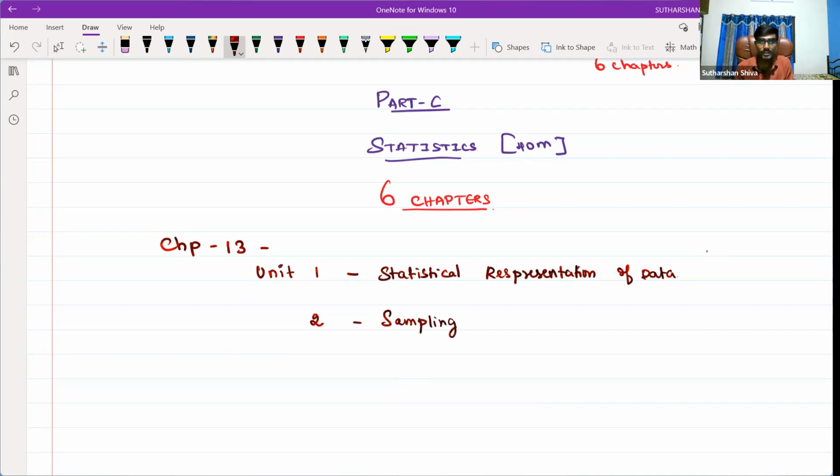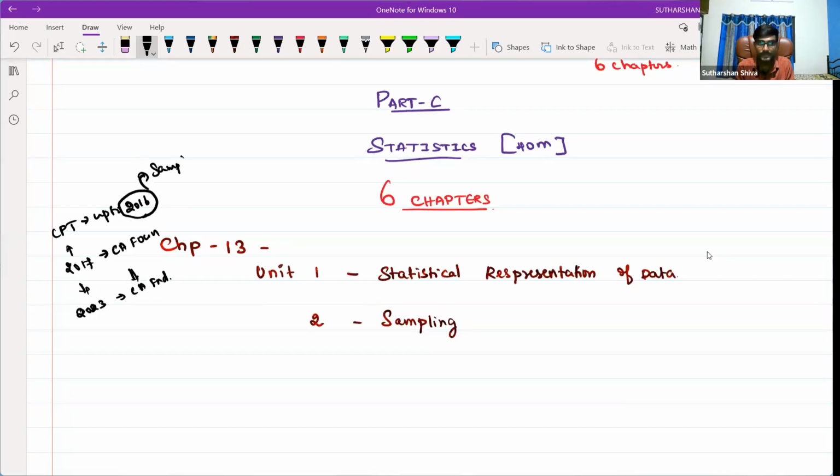I will tell the background of it. Before 2017, there was a term called CPT, up to 2016, the Common Proficiency Test. In 2017 onwards, it was named CA Foundation, and in 2023 the same name, CA Foundation, will continue. In the 2016 syllabus of the Common Proficiency Test, CPT, there was a chapter on sampling.